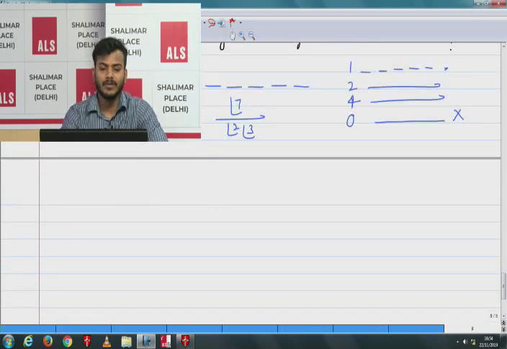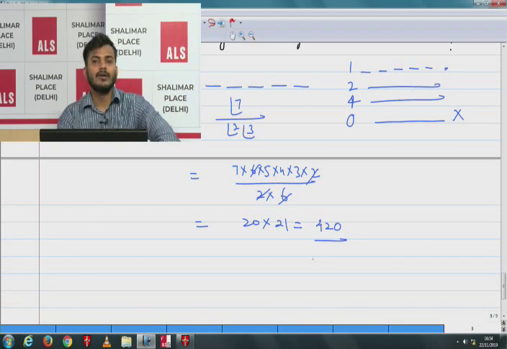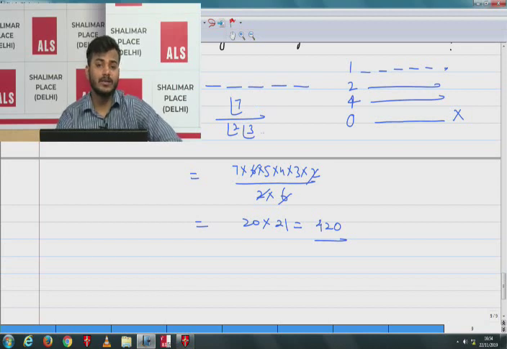We are getting this number as 7 into 6 into 5, 4, 3, 2, divided by 2 into 6. 3 factorial is 6, so these we have cancelled. Now what we have is 20 into 21, which will be 420. Right? 420.